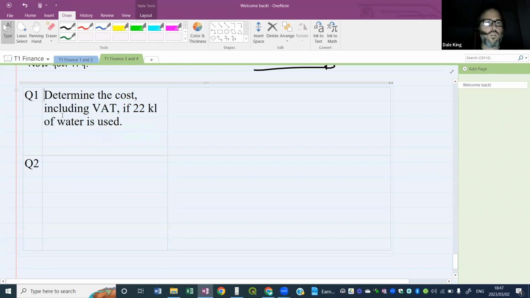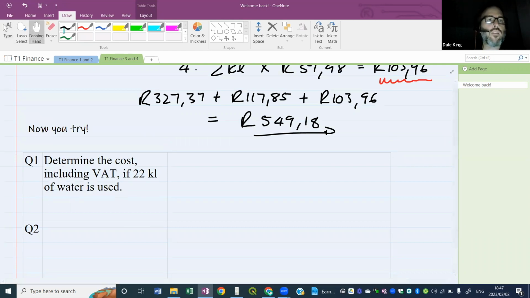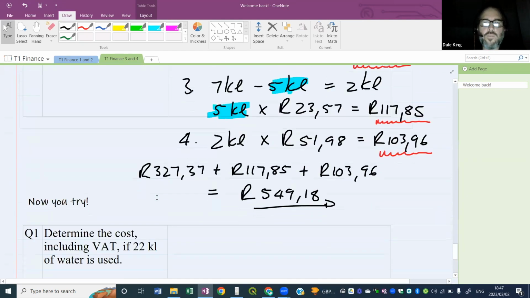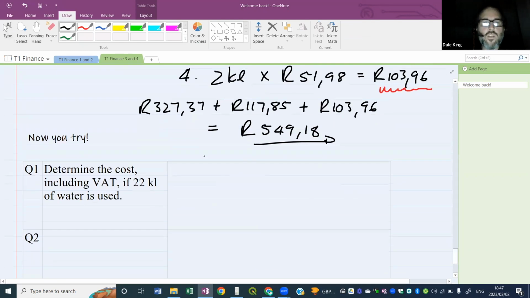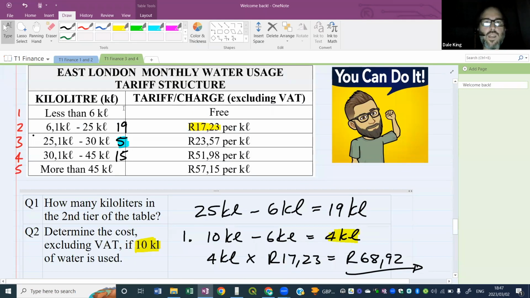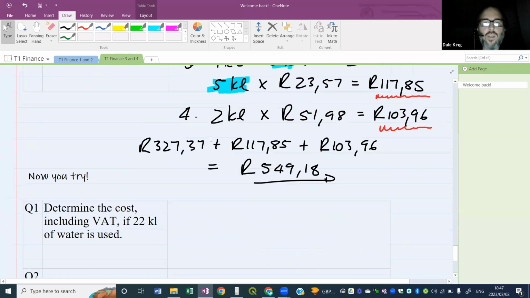Determine the cost. Oh, we forgot to do that, guys. I knew I was going to forget it. But the last one, didn't it say it includes VAT? Yes, this one said we need to include that. So they want us to calculate the cost including VAT. The costs in the table are excluding VAT, so we have to add that in at the end.